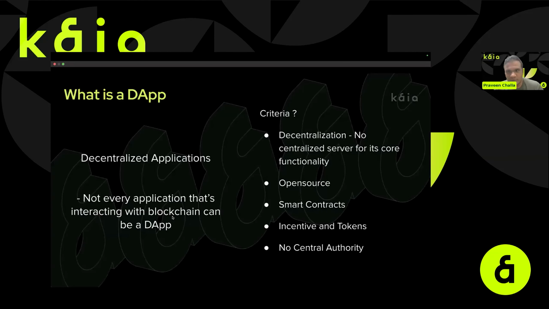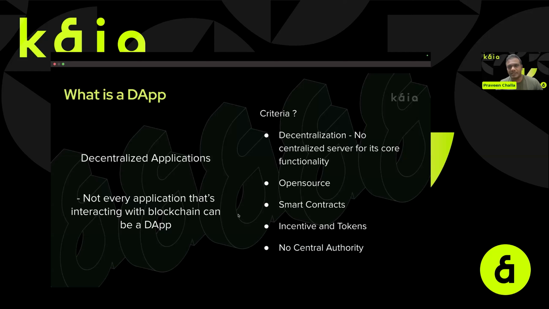So first of all, what's a Dapp? We've been hearing about the Dapp a lot in the blockchain space, but does it mean that any application which interacts with the blockchain is a Dapp, or does it have any criteria? Generally a Dapp means a decentralized application. So we don't have to call every application which interacts with the blockchain a Dapp. Generally there's a certain criteria that a Dapp has to follow.